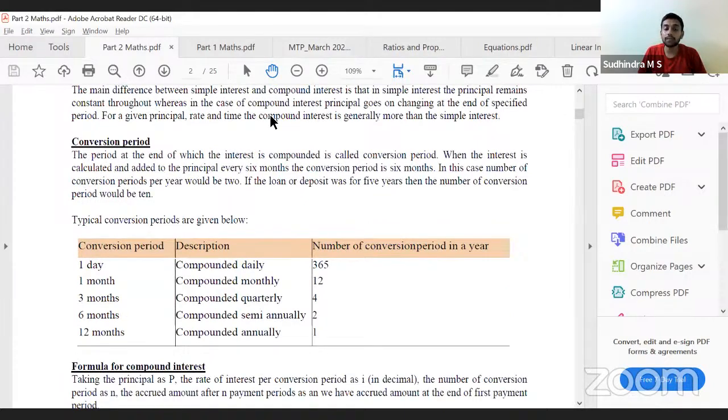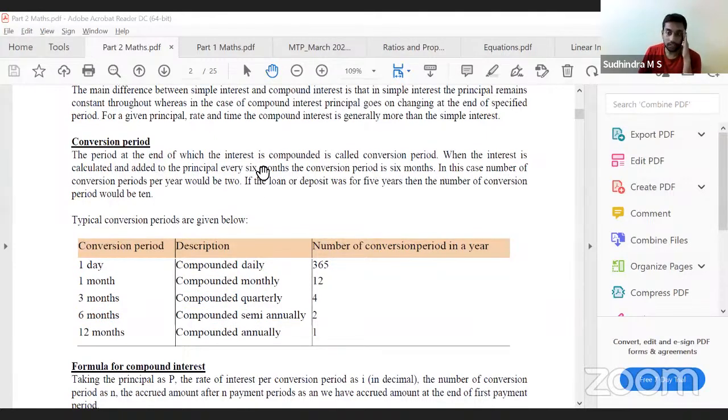So if the conversion period is 1 day, that is every day interest is added to the principal, then we call it compounded daily. In such cases, 365 conversions would be there in the year. If conversion period is 1 month, we say compounded monthly, 12 conversion periods. If conversion period is 3 months, then compounded quarterly, 12 divided by 3, 4 times in a year. 6 months conversion period means compounded semi-annually, half yearly, 2 conversions per year. 12 months means compounded annually, only 1 conversion per year.